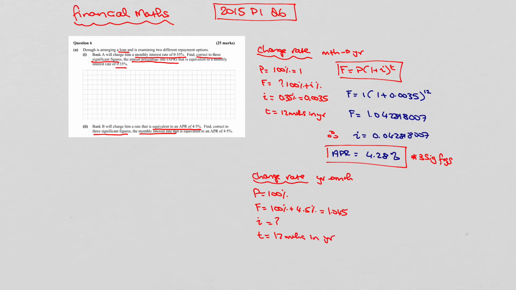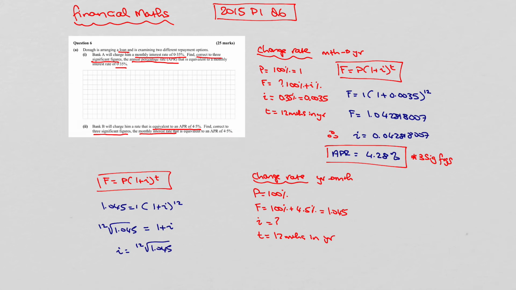So again, if I just go to the left this time here, F is equal to P times (1 plus I) to the power of T for changing our rate. And if we sub in our values, we have 1.045 is equal to 1 times (1 plus I) to the power of 12. So we need to get I on its own here. So I'm just going to get the 12th root of both sides. And if I get I on its own, I have the 12th root of 1.045, minus 1, which then gives me I is equal to 0.003674809.